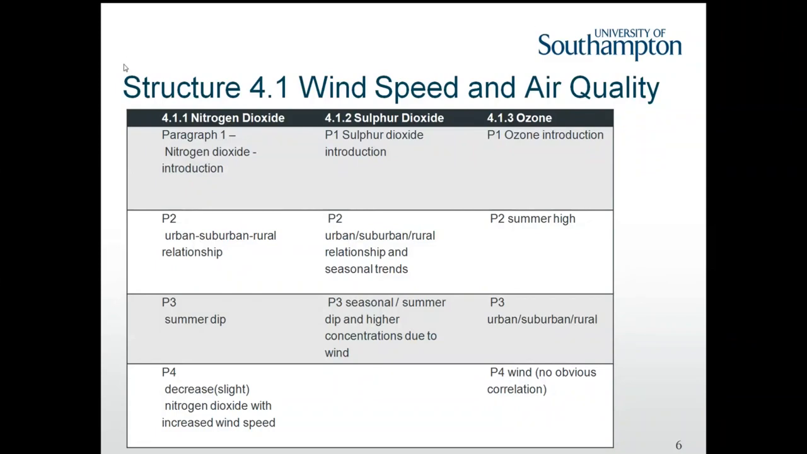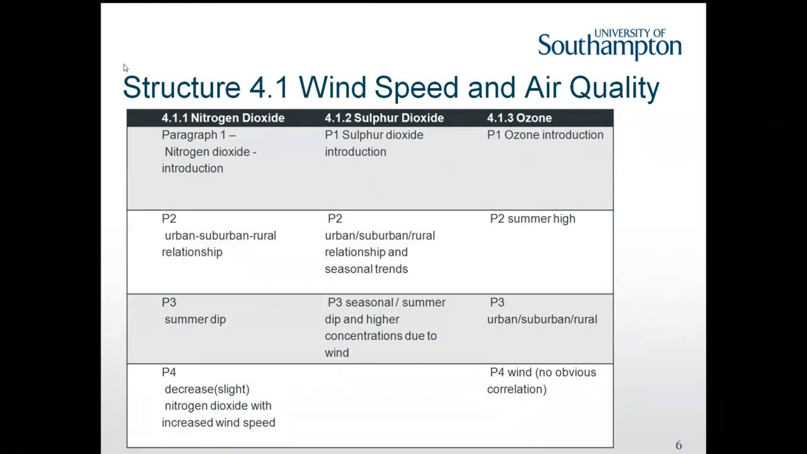We notice there's lots of similarity in the patterns between nitrogen dioxide and sulfur dioxide. Both show that urban-suburban-rural relationship, and both show that summer dip, for example. However, ozone breaks the pattern, has summer highs, and is more elevated in rural areas than in urban areas. So by following nitrogen and then sulfur, we get the pattern continuing, which helps it flow more smoothly, and then we move on to ozone, which breaks it. If ozone had been in the middle, it would have felt like it was flipping backwards and forwards and wouldn't have been such a smooth progression.